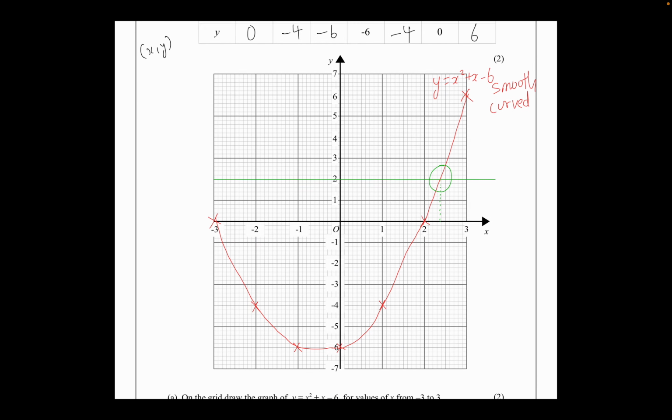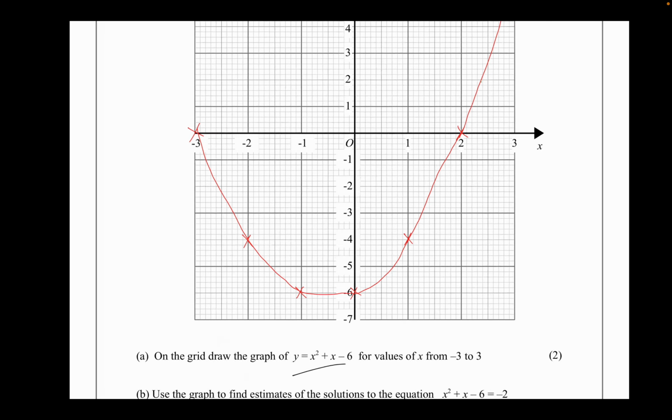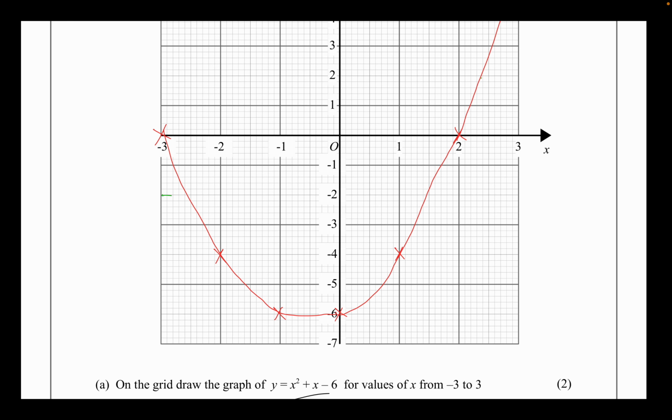Remember, this is not y equals +2. That was a trick right there, right? Sorry guys, it's not y equals +2. It's actually y equals -2. Should have drawn it on the other side. Sorry about that. So it's actually y equals -2.